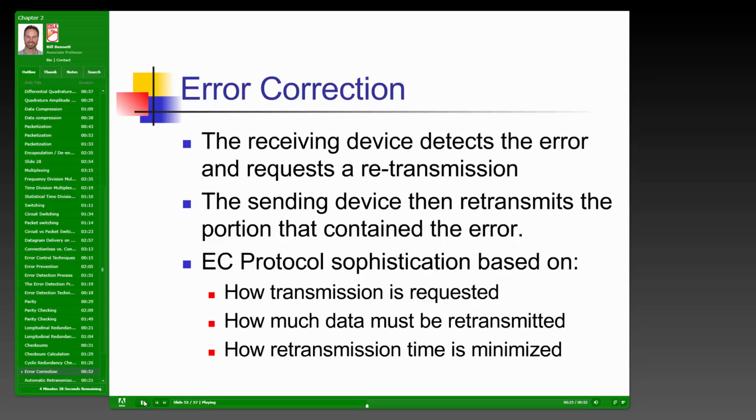And the error correction protocol's sophistication is based on how the retransmission is requested, how much data needs to be retransmitted, and how retransmission time is minimized. So these are the three criteria that we look at in the protocols that we're going to discuss here. The protocols that have more of each of these three methods are the more sophisticated method, the better way to go.